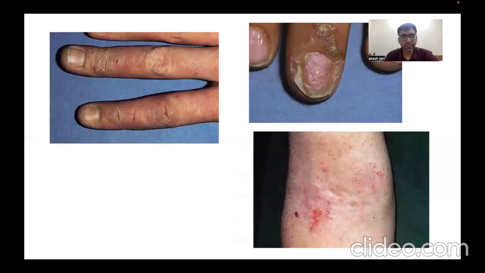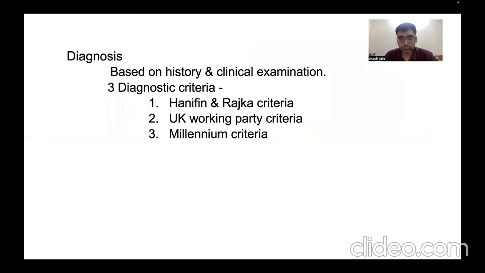So this is the picture of the adult phase of atopic dermatitis, where the lesions can be seen over the dorsal aspect of the fingers, around the nails, due to contact with irritants, and also over the popliteal and cubital fossa. Now, apart from clinical features, what is the diagnosis of atopic dermatitis?